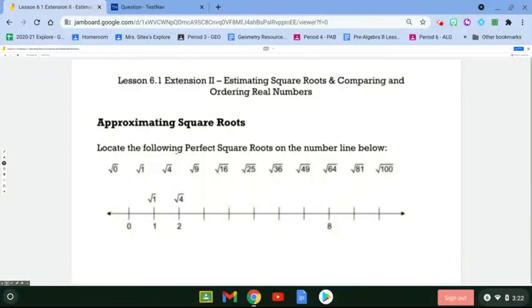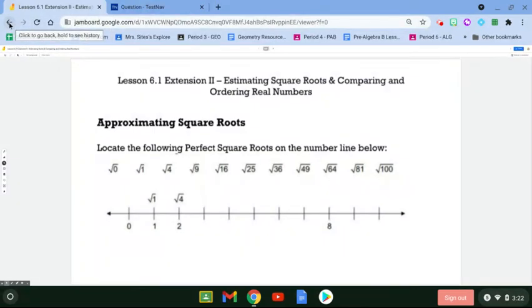Hi, it's Mrs. Seitz, and today we're first going to be estimating some non-perfect square roots, and then we're going to be comparing some real numbers and ordering them. You're also going to need a calculator for the second part of today's lesson, so you're going to need to have that nearby.